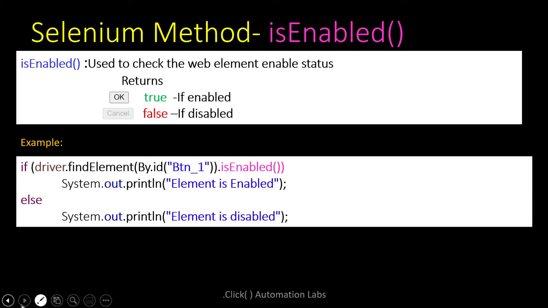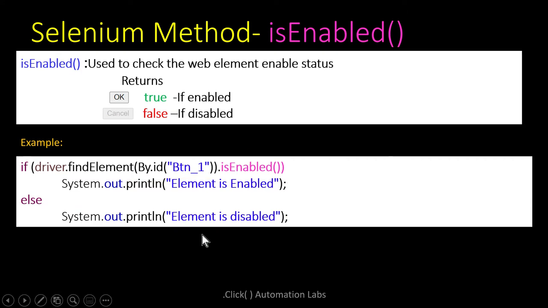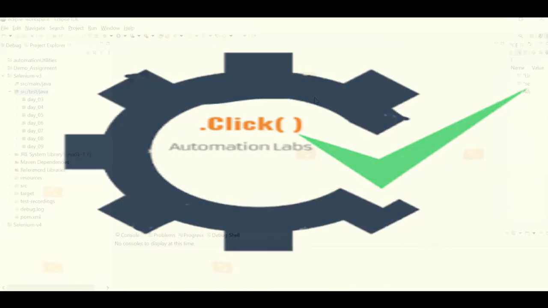If you look at this, this is my code to identify the button, and this is my isEnabled method. If this is enabled, then it returns true, and this block gets executed. Else, if it is disabled, then this other block gets executed. So this is how you can verify whether a button is enabled or disabled. Let's look at one example.